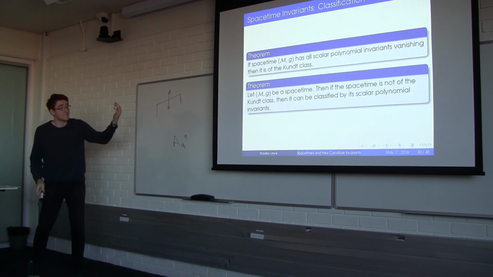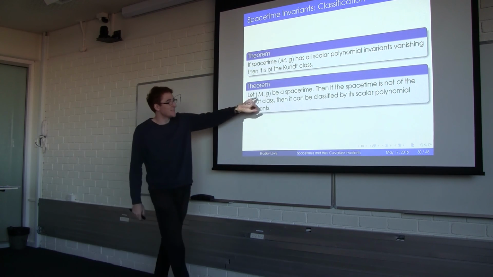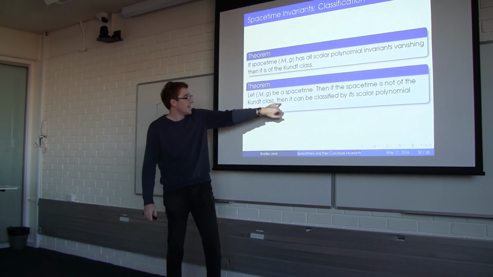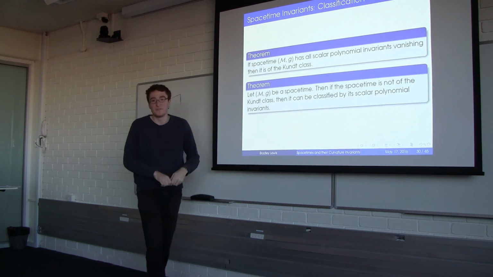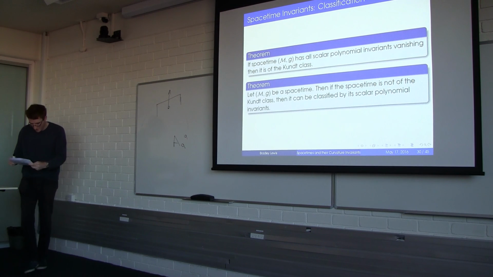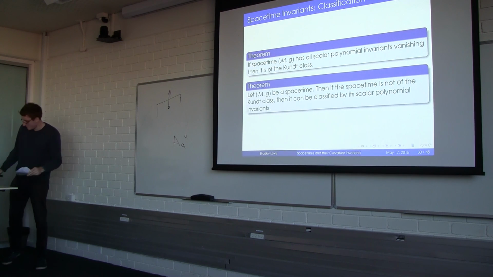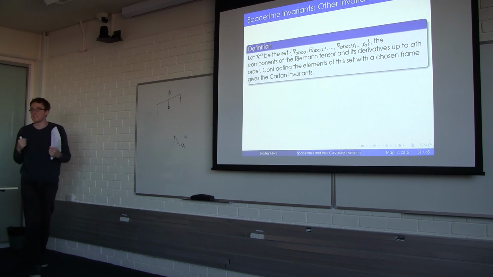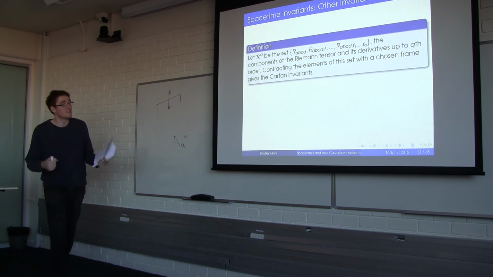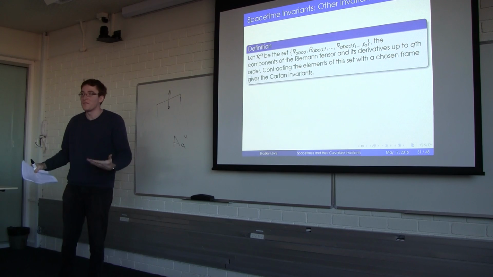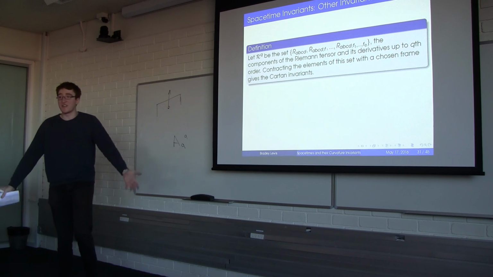And so this is a big theorem that says that basically, if a spacetime is not of the Kundt class, then it can be classified by its scalar polynomial invariants. And that is a very, very nice theorem. But what can we do about these spacetimes that are of the Kundt class? Is there any way we can construct other things that work for that? And it turns out that you can.